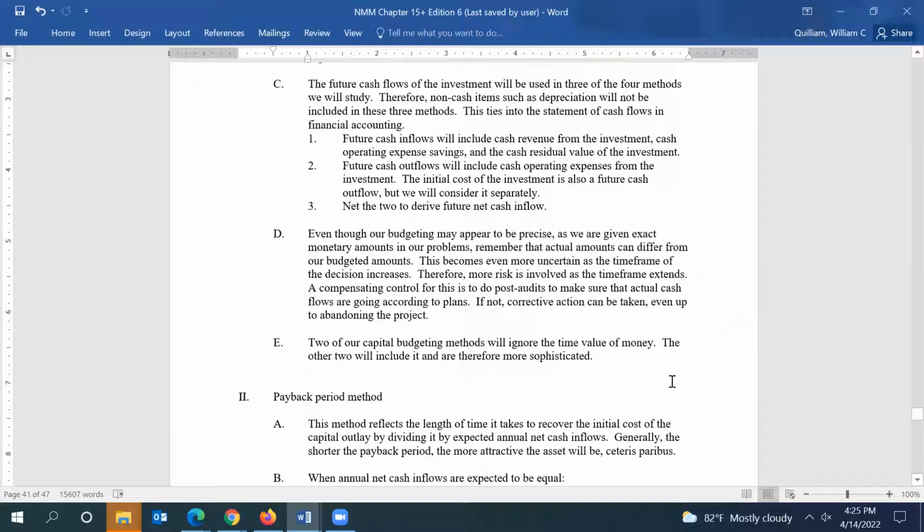Now, Annie, two of our capital budgeting methods will ignore the time value of money, which takes into account things like inflation as we have now. The other two will include it, so they're therefore more sophisticated. I don't know if any of you have ever dealt with the time value of money and interest rate factors from a table. Probably not.